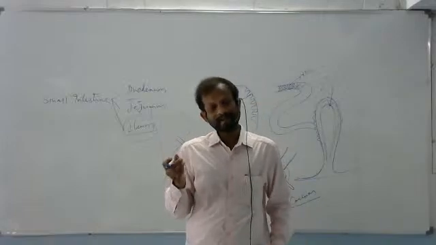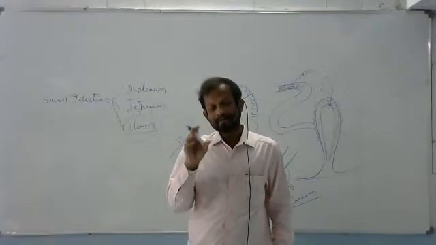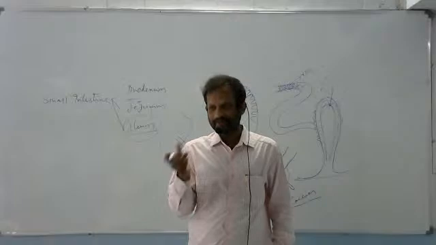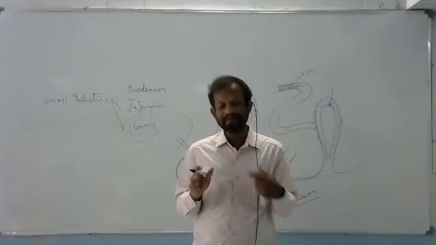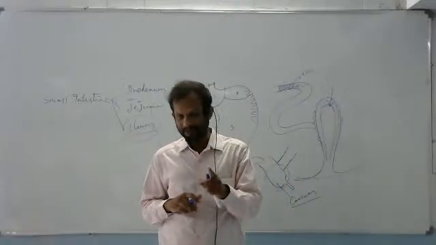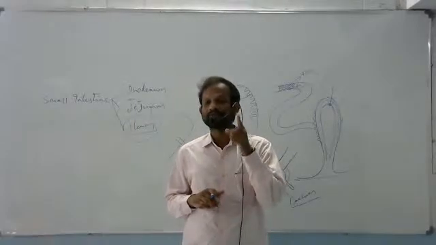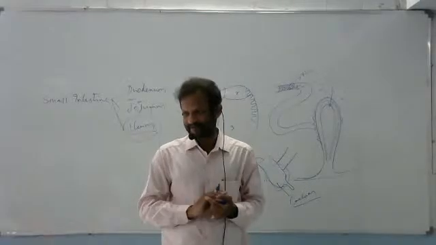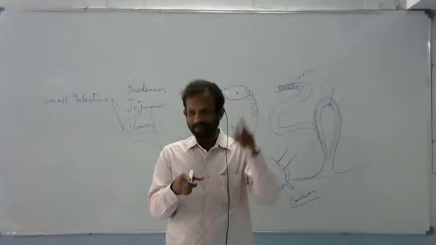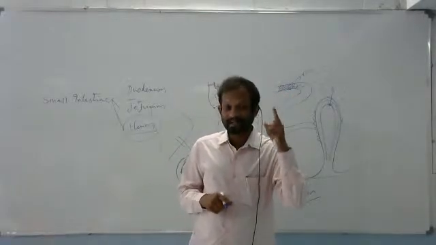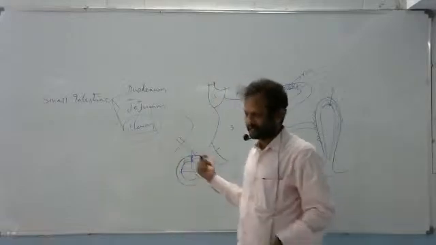So we can consume the raw vegetables, stems, bark, everything. But we are unable to. I will tell you, in the animal kingdom, no animal can produce cellulase. But now you will get one doubt: how is the cow digesting? The cow depends upon bacteria.